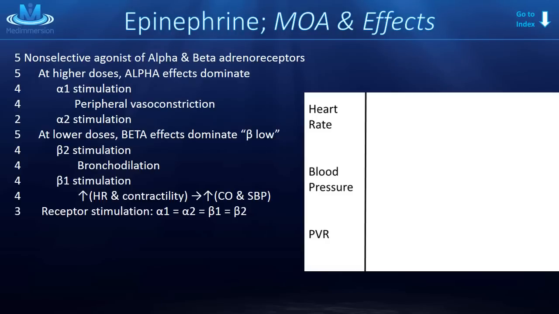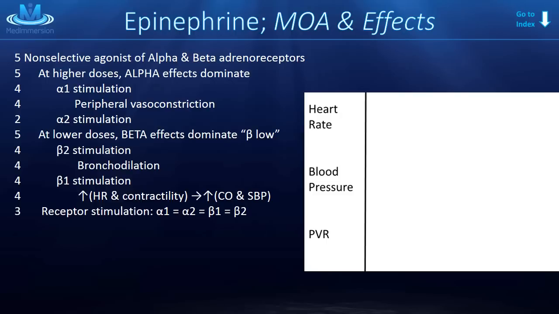On to the mechanism of action. And I guess I should explain to you that the numbers on the left-hand side of these bullets represent the yield or the importance of each bullet. As far as your test taking or your general knowledge, we feel that the higher the number here, 5 out of 5 being the highest, the more important that you know that piece of data.